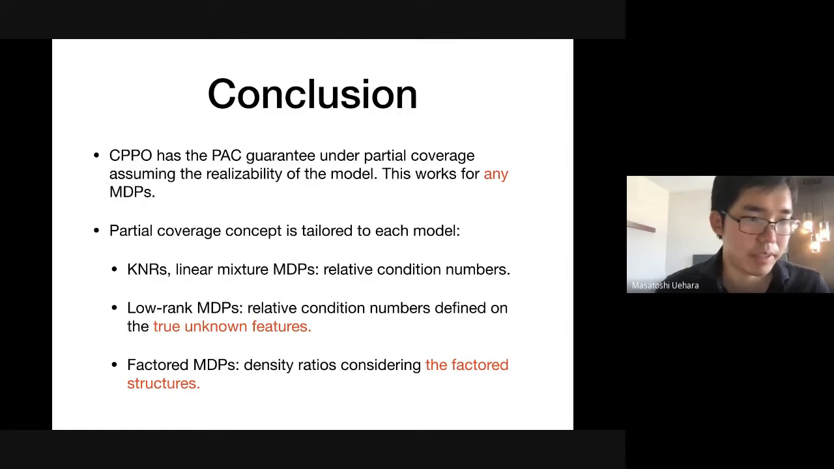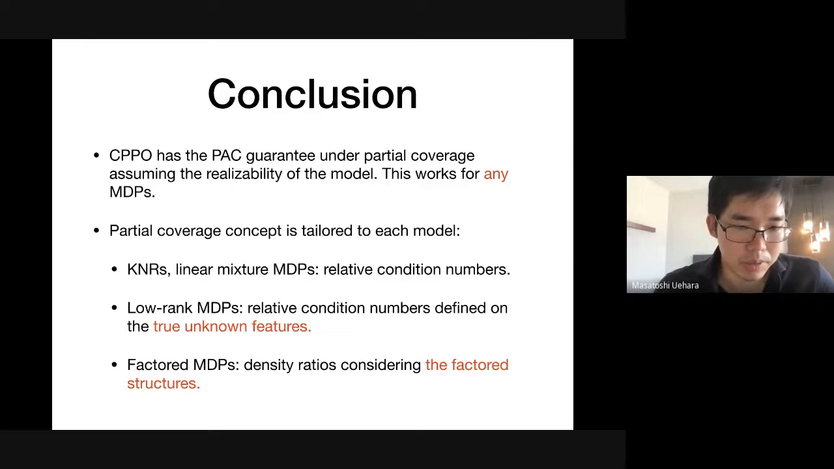Okay, so here is the final slide. Let me conclude. The first point is we show CPPO has a PAC guarantee under partial coverage, assuming realizability of the model. And notably, this works for any MDPs. I also show that the partial coverage concept is tailored to each model. For example, for KNRs and linear MDPs, this is written using relative condition numbers. And in low rank MDPs, where the features are unknown, we can also write partial coverage using relative condition numbers defined on the true unknown features.